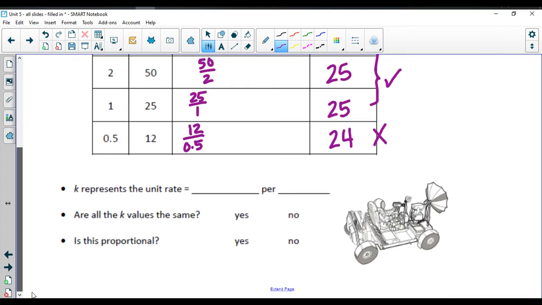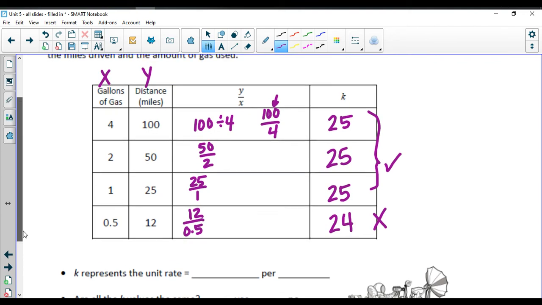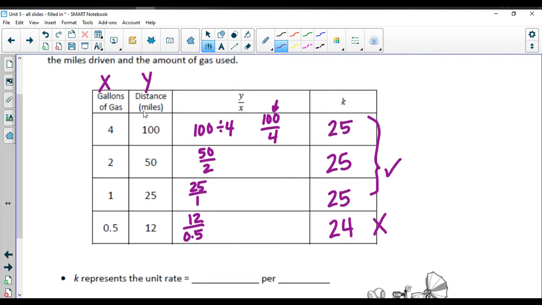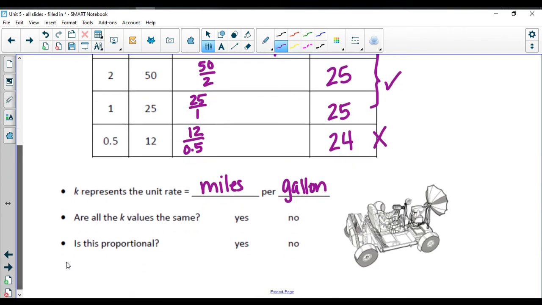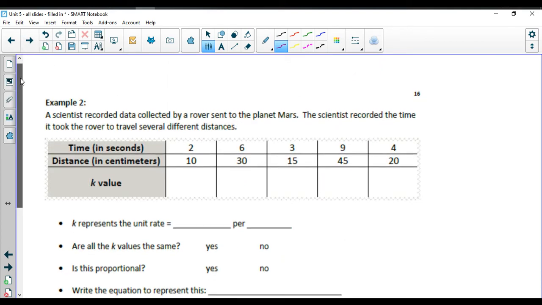Down here underneath, there's a couple questions that follow. K represents our unit rate, so we can always give a unit rate our label. Y divided by x, miles per gallon, is our label here. So all of these represent 25 miles per gallon, and the final one represents 24 miles per gallon. So since the k values are not all the same, the answer is no, this relationship is not proportional. So let's try example number 2.